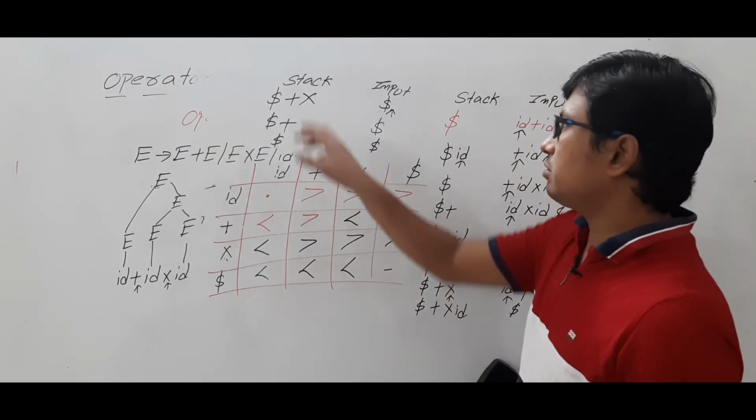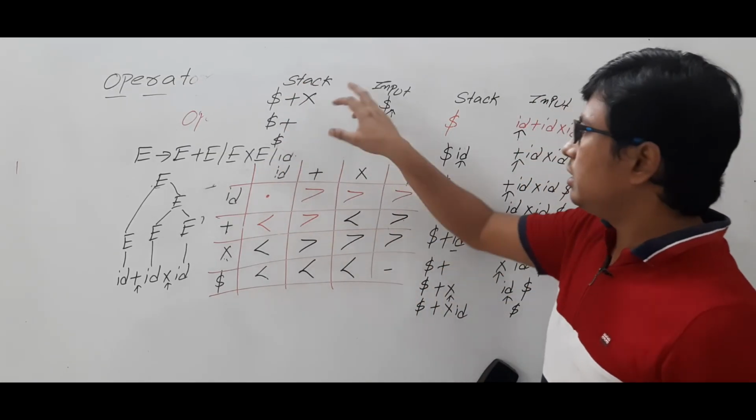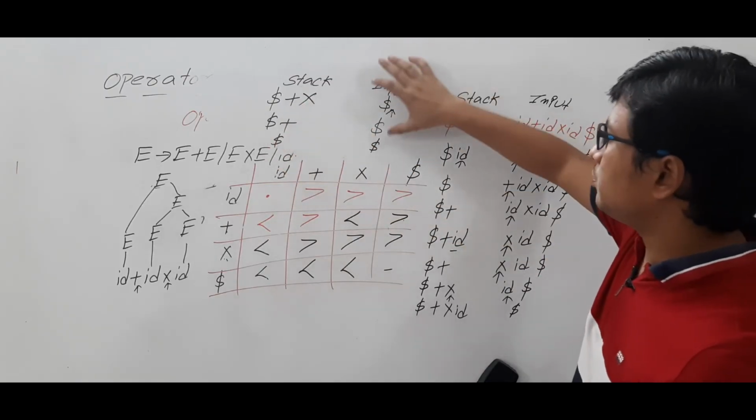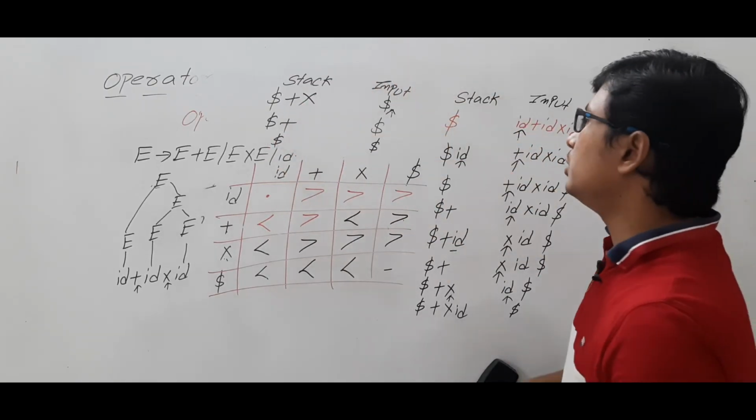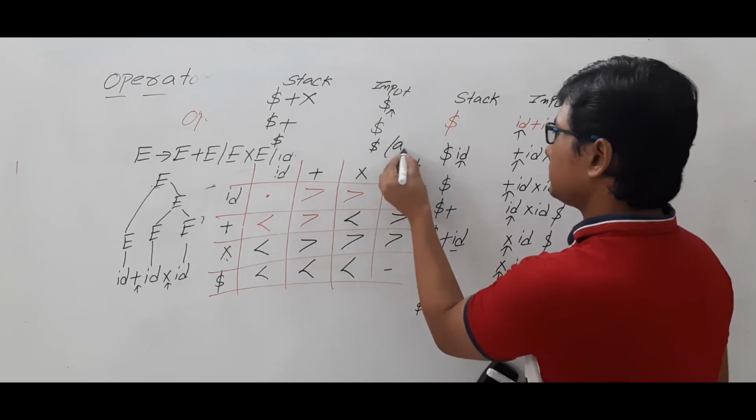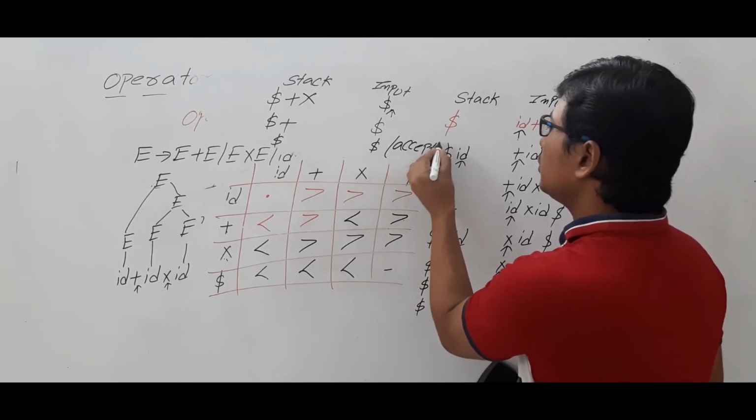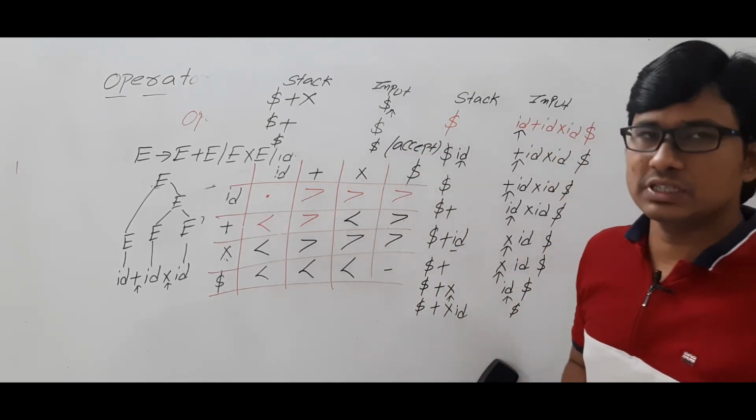And plus you will pop, and dollar on dollar. Whenever the top of the stack is dollar and your input pointer is pointing to dollar, you will accept it. Meaning that you will stop the parsing procedure.